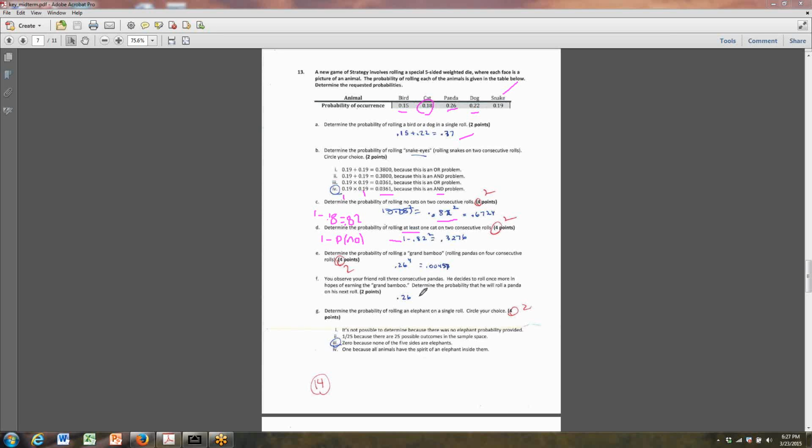Determine the probability of rolling an elephant on a single roll. Circle your choice. There's no elephant, so the probability is 0. The correct answer is 0 because none of the 5 sides are an elephant. There is a probability, it's just 0. The option 'It's not possible to determine' was the most commonly missed answer for this. It's not possible to determine because there's no elephant probability provided? Well, that's why the probability is 0. You can determine it, it's just 0.